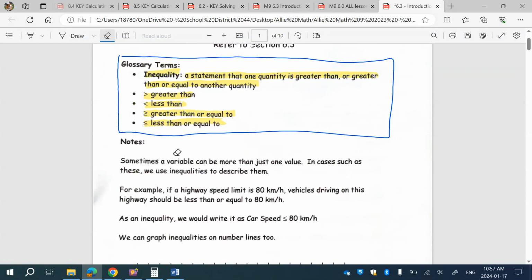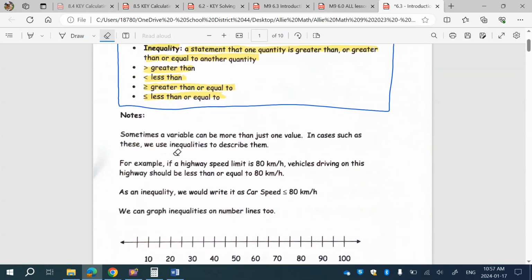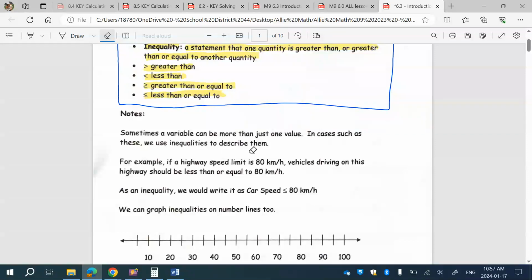In cases such as this, we use inequalities to describe them. So for example, a highway speed limit is 80 kilometers per hour. Vehicles driving on this highway should be less than or equal to 80 kilometers per hour. So as an inequality, we would write this car speed as less than or equal to 80 kilometers per hour. You don't just need to be exactly 80 kilometers. You can be less than that as well.